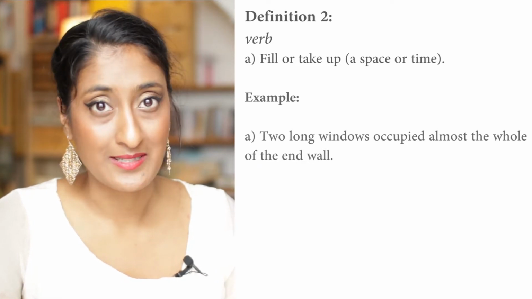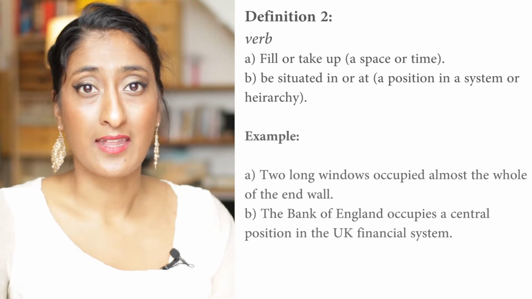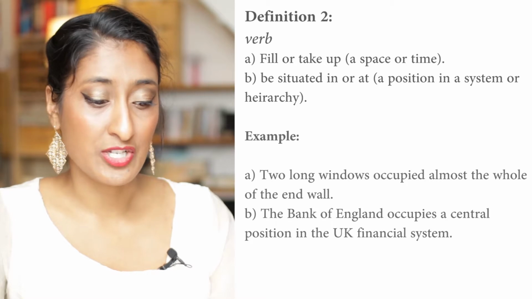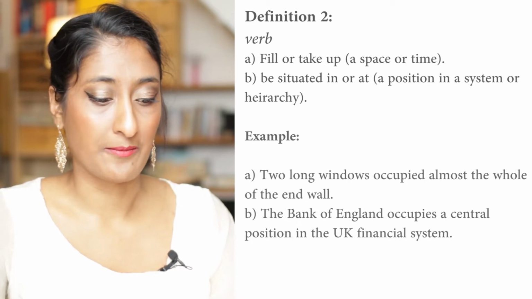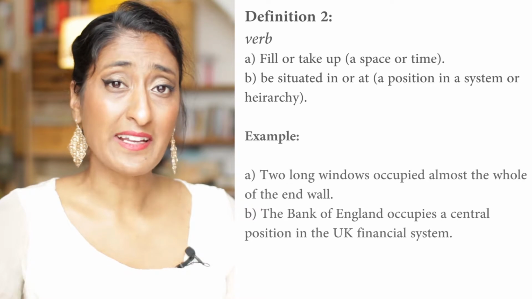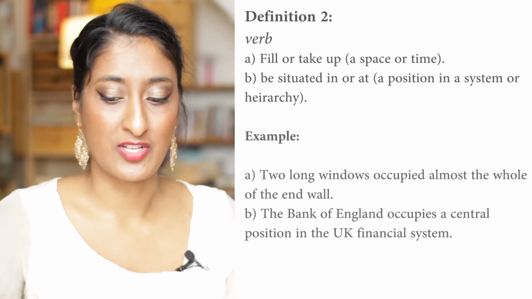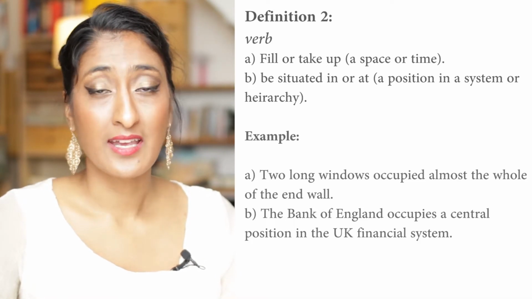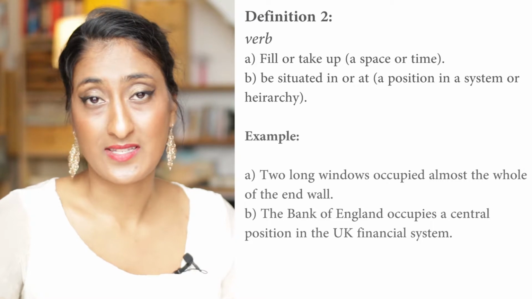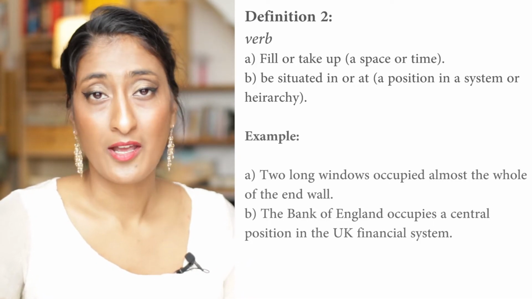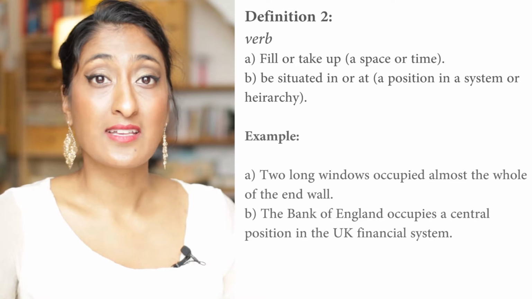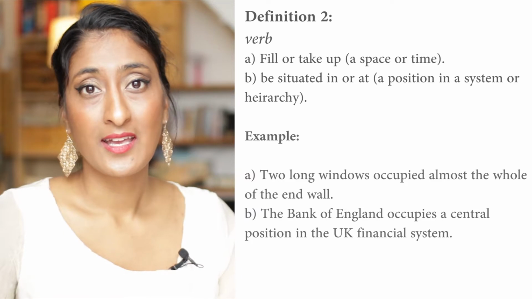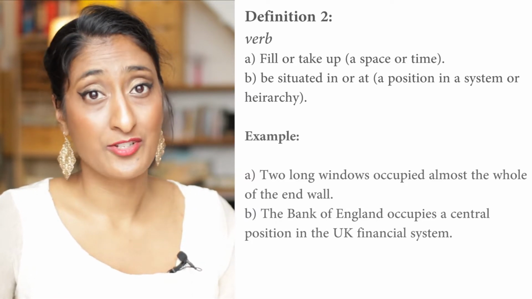It occupied it. Another way that we can say a thing filled up something is when it takes up a certain position in a system or hierarchy. Here's an example sentence. The Bank of England occupies a central position in the UK financial system. So because the Bank of England is very important in how the financial system in the UK is run, we can say that it occupies a central position or important position. It takes up a position of power in the system that is our financial system.